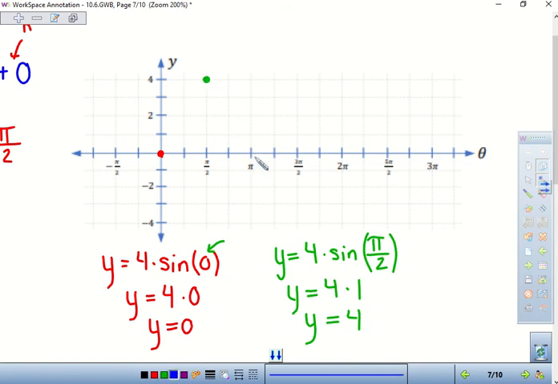Now we're going to plug in pi for theta. So you don't have to do this all out every time. I'm just showing you the most extensive way to do this, okay? So this is y equals 4 times 0, which is 0.